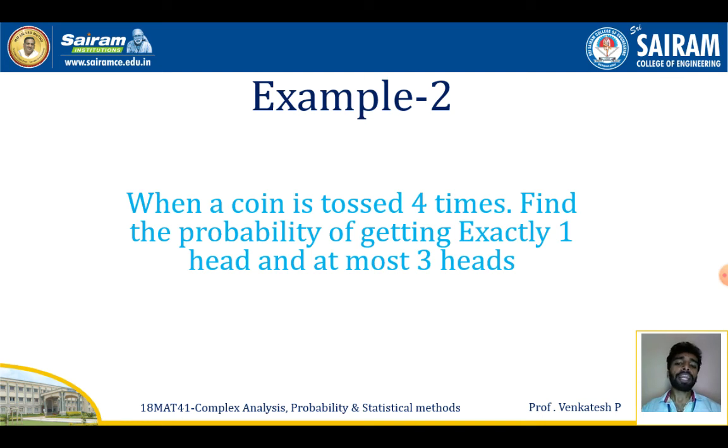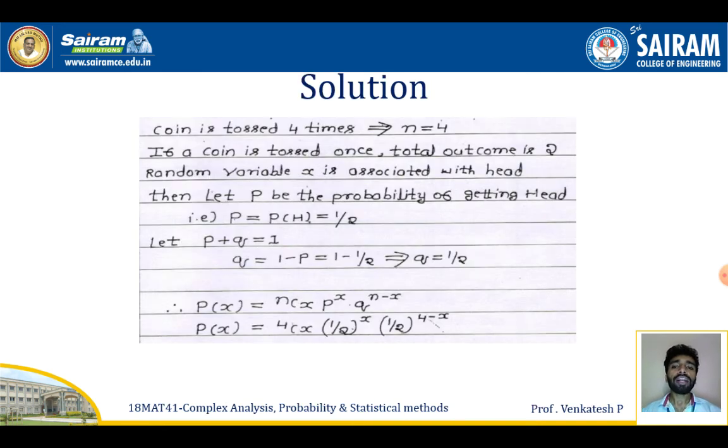So let p be the probability of success, that is getting head, and q be the probability of failure, that is not getting head. So if I toss a coin one time, we know that the probability of getting head will be 1 by 2 and probability of getting tail will be 1 by 2. So hence I got p is equal to 1 by 2 and q is equal to 1 by 2. Along with the number of trials n is equal to 4, I am going to replace these values in the binomial distribution equation.